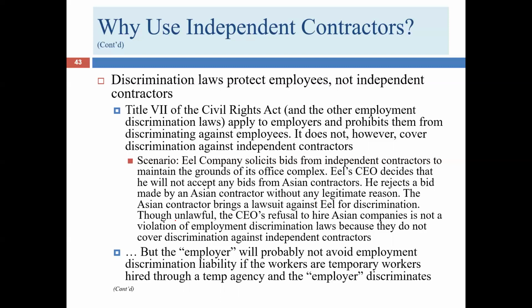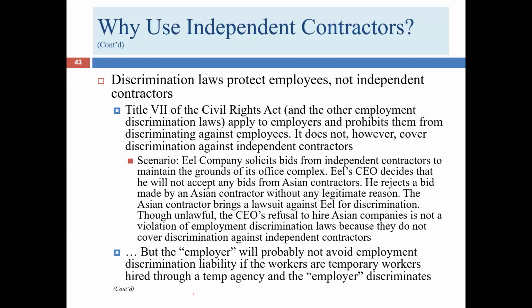Well, this is an unlawful action that the CEO has committed, but he hasn't violated Title VII because the Asian contractor was not applying for a job at Eel. He was seeking to become an independent contractor. So it's not a violation of this law, although it is a violation of other laws. So it's not that it's lawful behavior that the CEO engaged in, but I'm going to be honest with you. As a practical matter, probably the Asian contractor is going to be out of luck, or at least it's going to be more tricky for him to advance his rights.